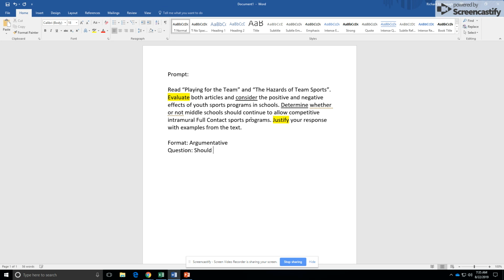Should middle schools continue to allow competitive intramural full contact sports programs? And there's my question. And that's what I want you to do for each of these examples on the assignment. All right, time for you to get started.